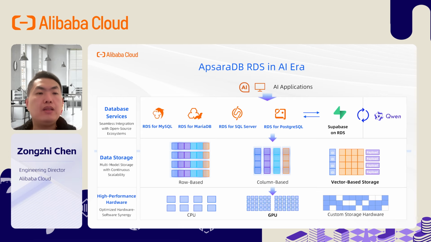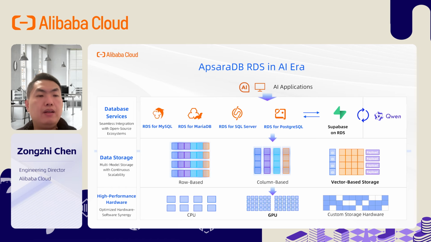The second part is the data storage part. In previous years, we only had row-based storage engines, such as InnoDB in MySQL, and there is also a row-based storage engine in Postgres. This year, we added a new column-based storage engine called DuckDB in MySQL and in Postgres. And we also added vector-based storage in our product. In Postgres, we use pgvector, and in RDS MySQL and RDS MariaDB, we added our own vector-based storage engine.